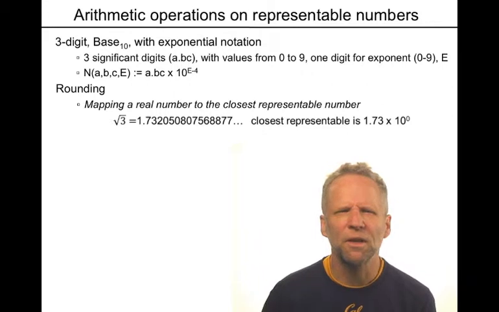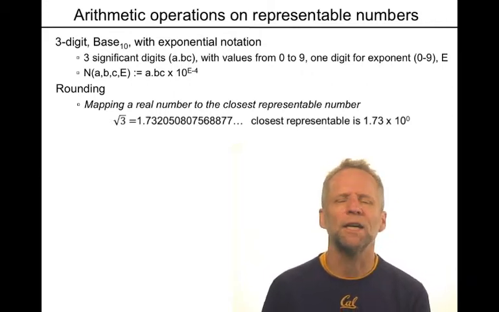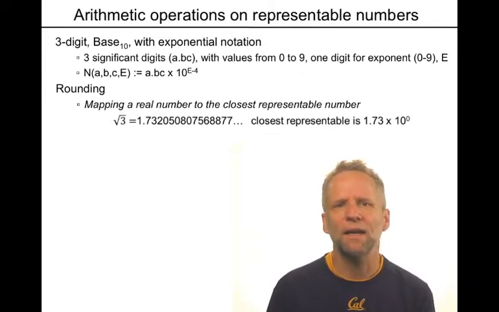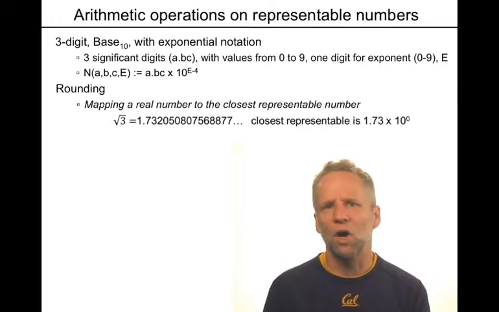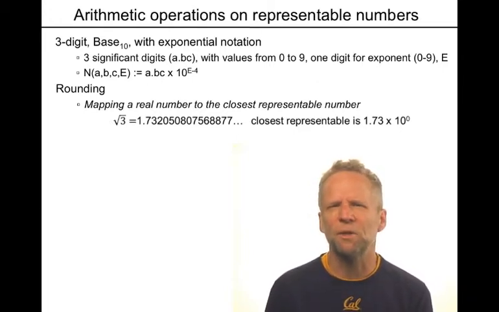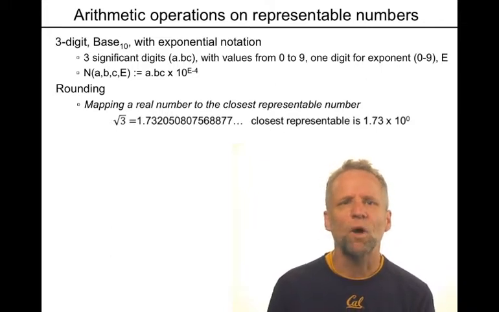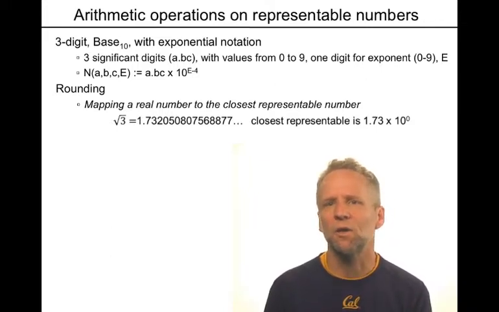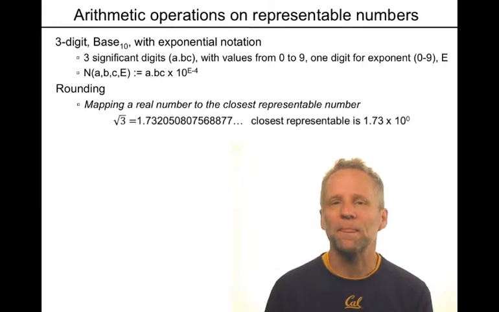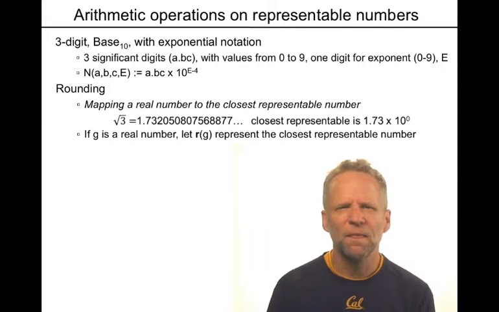So for example, the square root of 3 I've written there. It's an irrational number. It has an infinitely long convergent representation. And the closest representable number to that is clearly 1.73 times 10 to the 0, representable in this 3-digit number system that we're playing with. So that would be considered rounding that number.